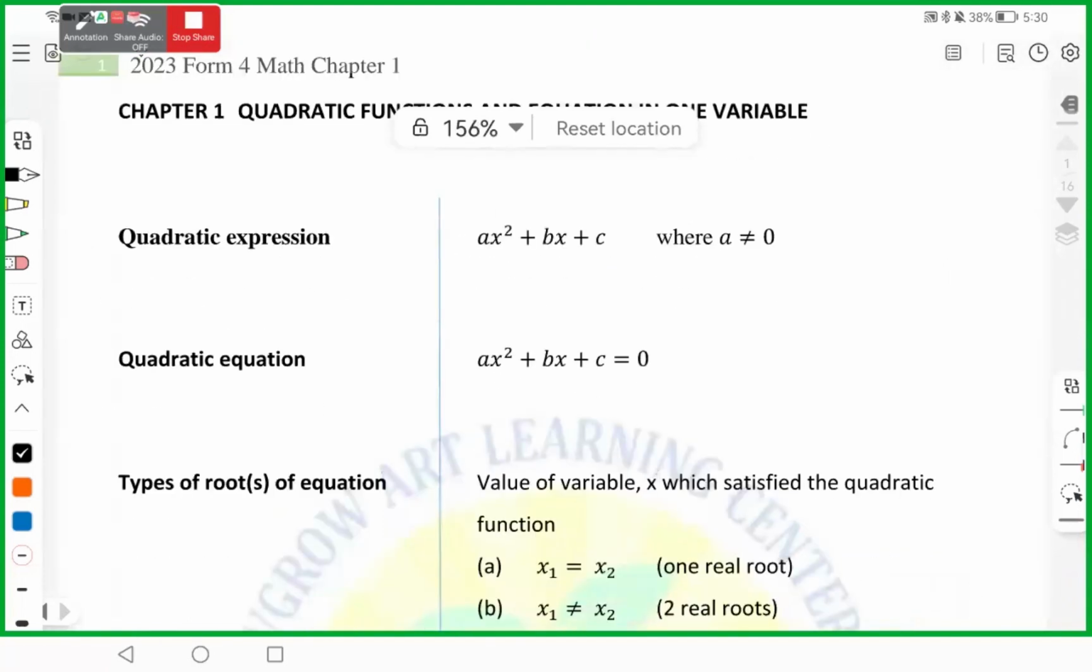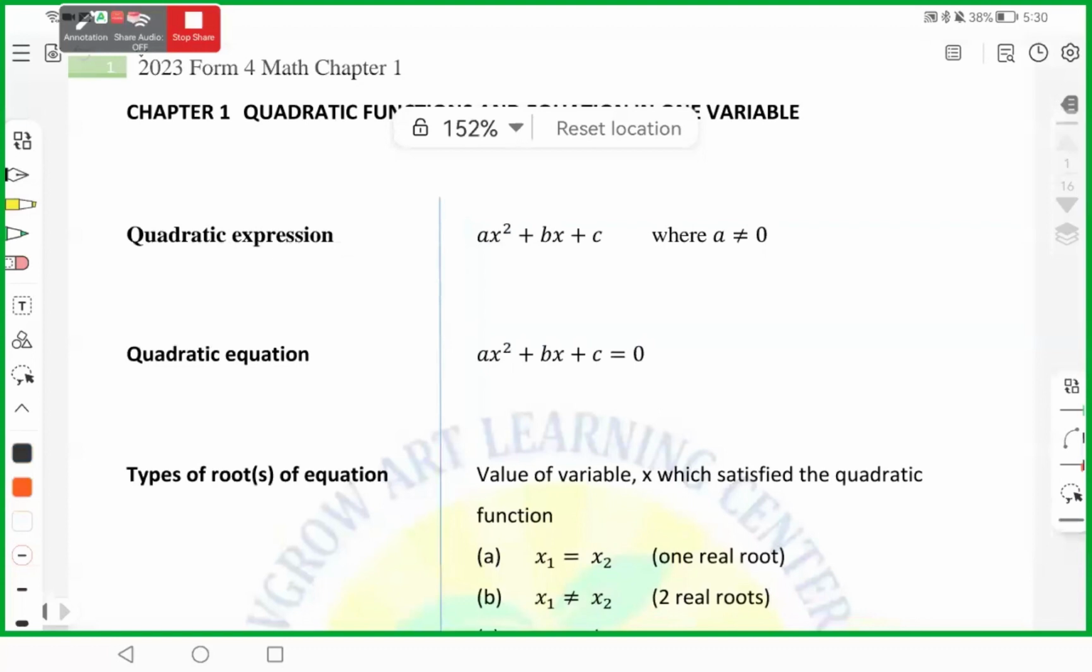Look at the title first, right? Chapter 1, quadratic function. So we are going to learn about quadratic functions and also equation in one variable. Equation means got equal, very simple. In general form, we have ax squared plus bx plus c equal to 0. So equation means you have something equal to 0.